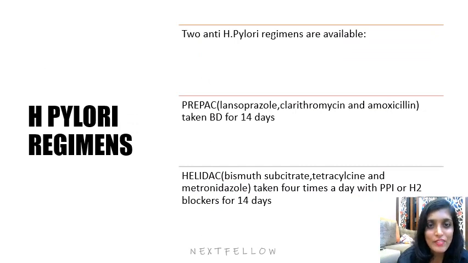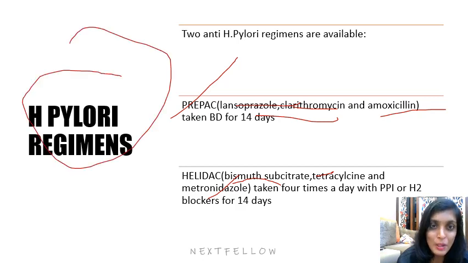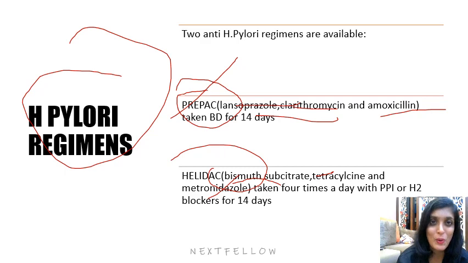Two H. pylori regimens are available. One is Prepac, that is lansoprazole, clarithromycin and amoxicillin taken twice daily for a duration of 14 days. And Helidac, which contains bismuth, tetracycline and metronidazole taken 4 times a day with PPI or H2 blockers for a duration of 14 days. So the two H. pylori regimens are the Prepac regimen, which consists of lansoprazole, clarithromycin and amoxicillin, and the Helidac regimen, which contains bismuth, tetracycline and metronidazole along with PPIs or H2 blockers for a period of 14 days.